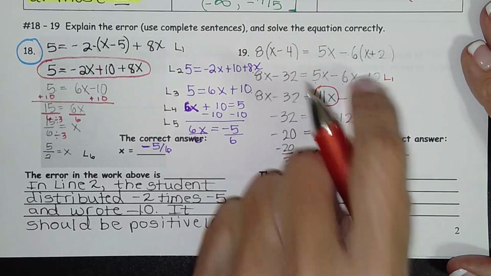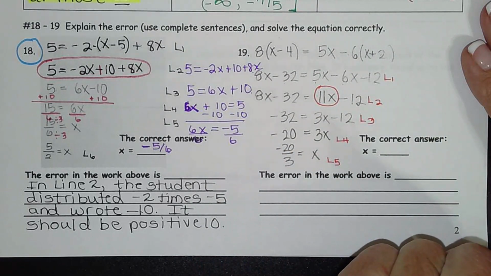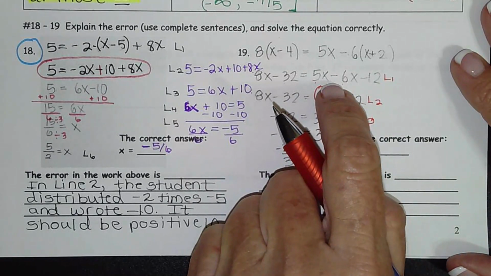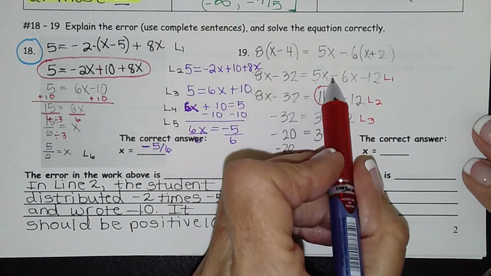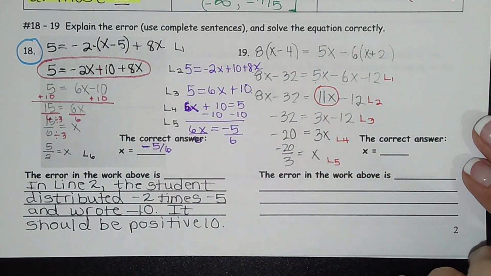5x minus 6x is not 11x. And when you use your vocabulary for that, you should say, in line 2, when the student combined like terms, 5x minus 6x should be negative 1x, not positive 11x. The only way that could be a positive 11x is if that one was positive.